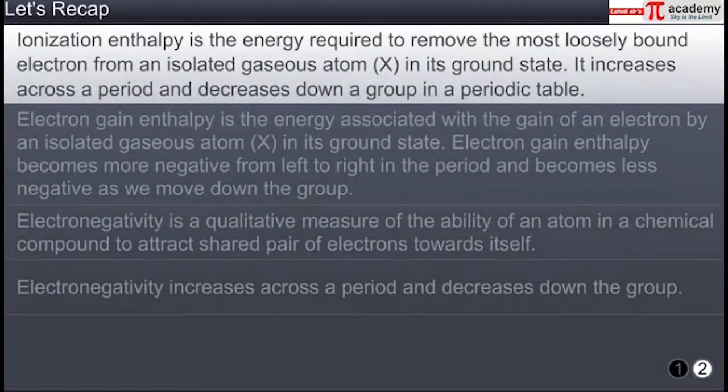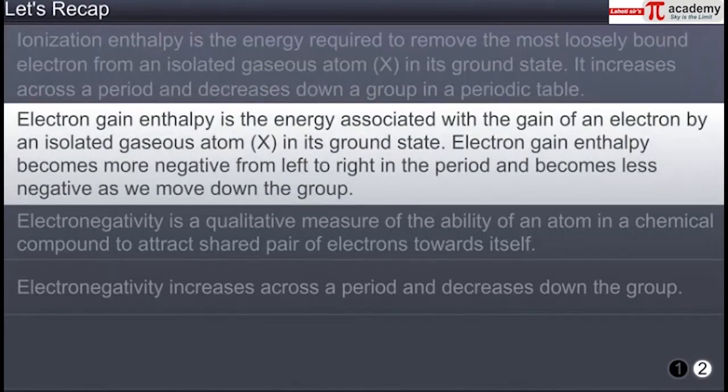Ionization enthalpy is the energy required to remove the most loosely bound electron from an isolated gaseous atom X in its ground state. It increases across a period and decreases down a group in a periodic table. Electron gain enthalpy is the energy associated with the gain of an electron by an isolated gaseous atom X in its ground state. Electron gain enthalpy becomes more negative from left to right in the period and becomes less negative as we move down the group.